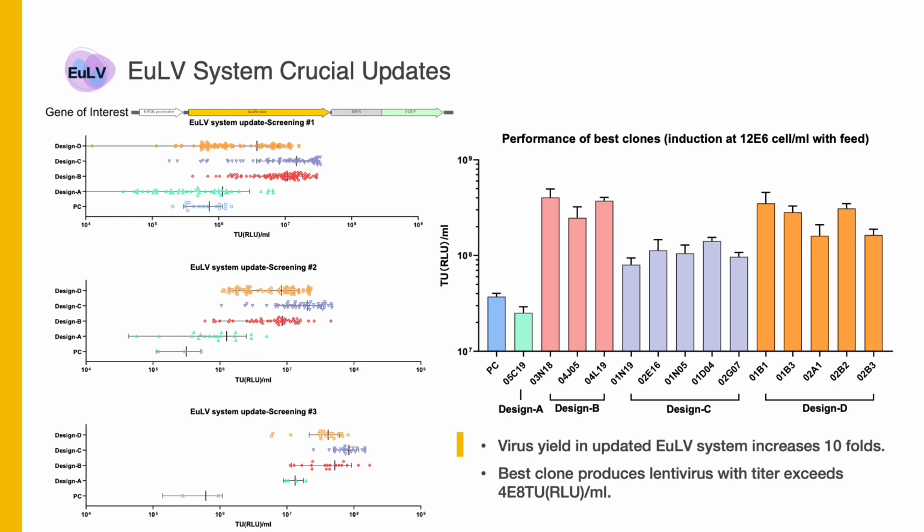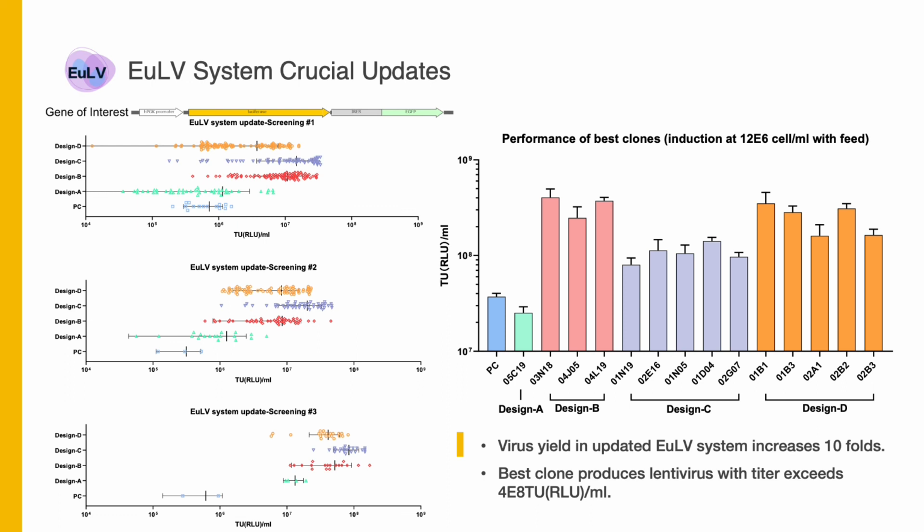Here, I want to emphasize some crucial updates of the EuLV system. It is achieved by a combination of a few key factors, including the optimization of the cell line construction method, the cell screening method, and the redesign of the lenti genome transcription cassette, virus production process, and so on. The 3 figures at the left show the titer results for the top 4 experiment designs A, B, C, and D during 3 rounds of screening.